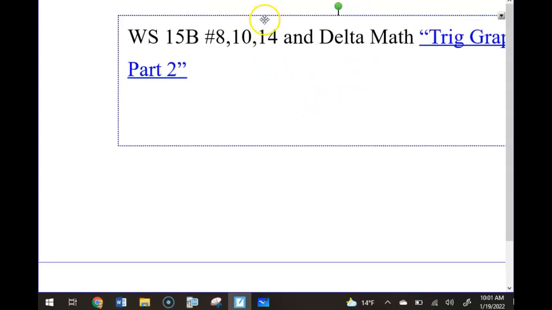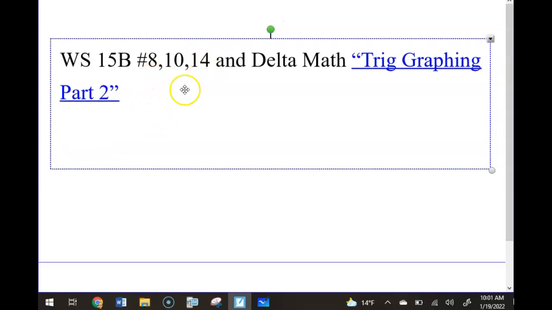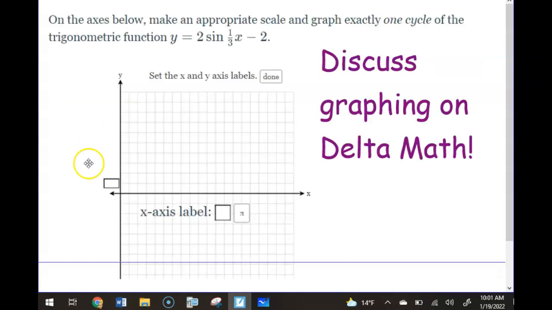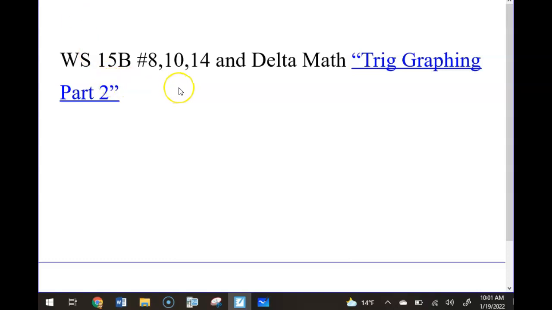So this is what you got to do tonight. 3 on there and then trig graphing. But I thought I put a slide in here. I did. Okay. Did I say that something wrong? It's 8, 10, 14. Yes. I don't know what I said. I probably said it wrong. 8, 10, 14. Okay. Then you have a Delta Math assignment on trig graphing.